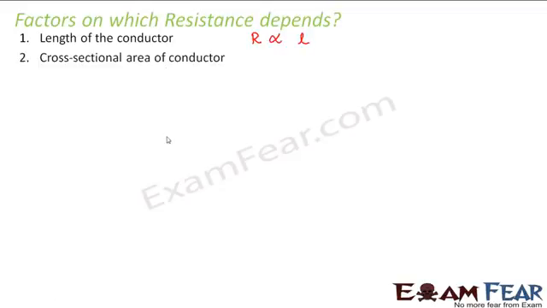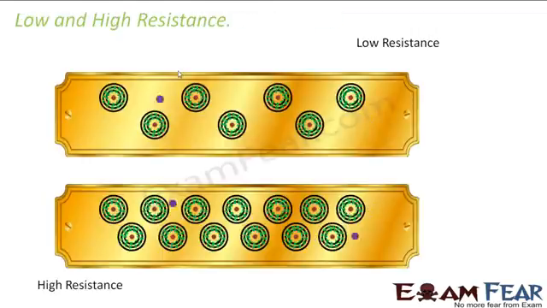Next one is cross-sectional area of the conductor. So similarly for cross-sectional area also, now if you increase the cross-sectional area of the conductor, what will happen? Again, let us look at this slide. Let us suppose now if I increase the cross-sectional area, that means if this width is increased, what will happen? The number of collision will decrease because the number of atoms will remain the same. If you increase the cross-sectional area, that will not increase the number of atoms.